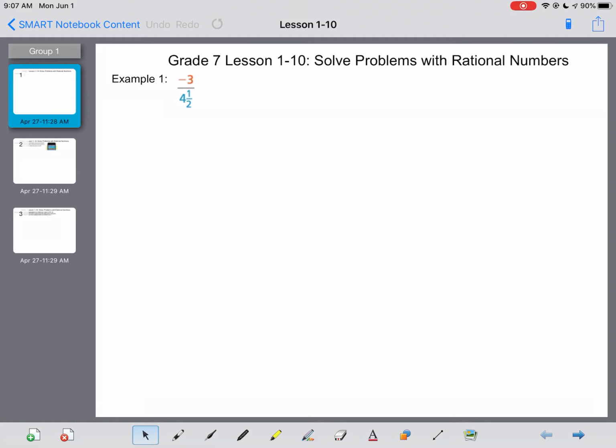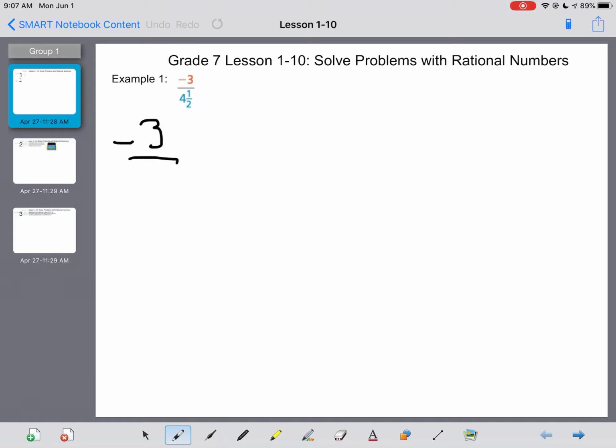We're moving on to the final lesson of Chapter 1, Grade 7, Lesson 1-10, Solve Problems with Rational Numbers. So here I have negative 3 divided by 4 and 1/2. I know my answer in the end is going to be negative because one's negative and one's positive. So let's rewrite this so it's a little easier to see.